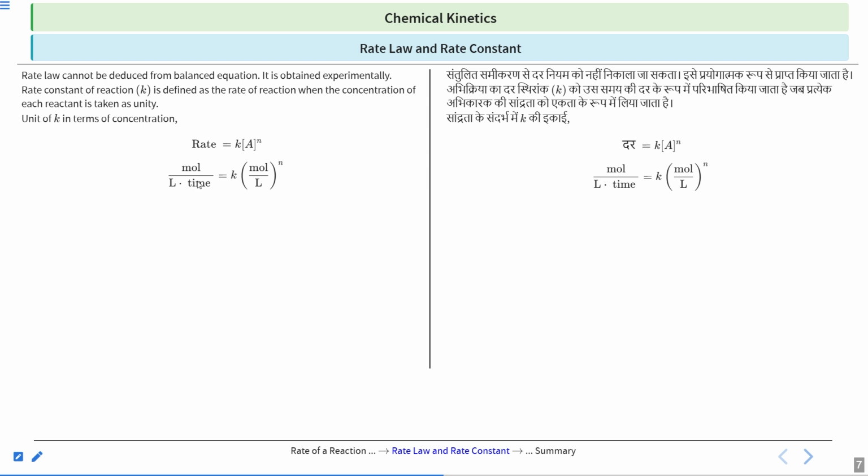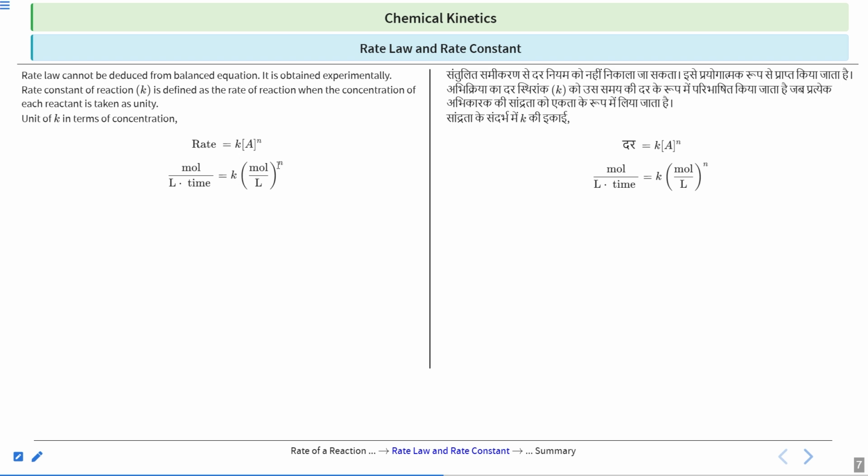Very simple. Okay, we have seen it earlier. It can be mole per liter per second or mole per liter per minute, depending upon the reaction that we are dealing with. So we are determining it for K. So we have written it as it is. For A, since A is the concentration term and we are using molarity as concentration, the unit of molarity is mole per liter, and its power is small n.